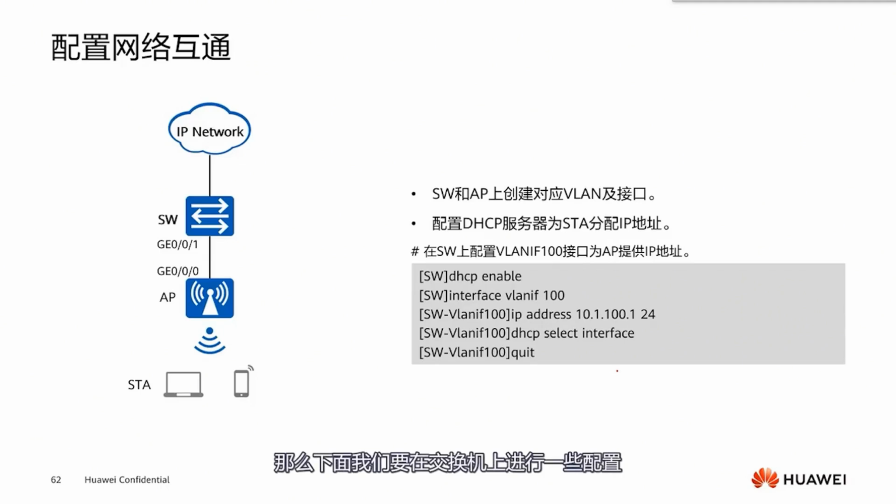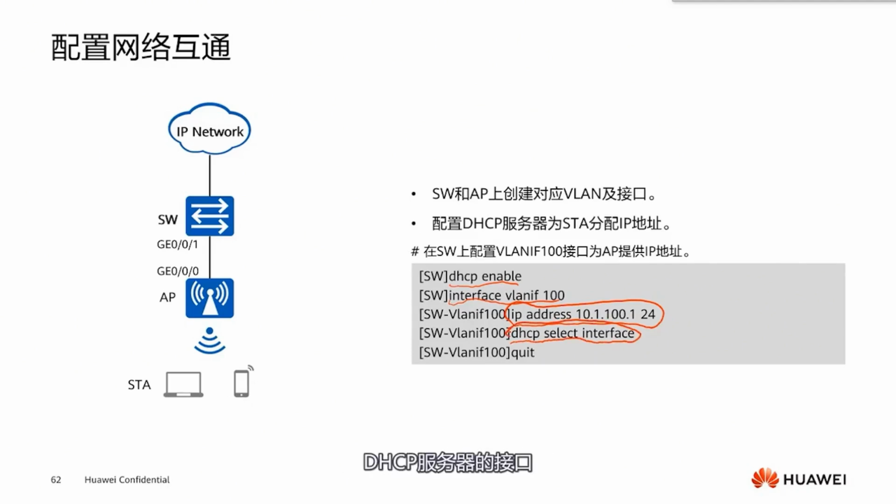First, on the switch, we start the DHCP service, as our switch acts as a DHCP server. Then we create a virtual interface, VLAN 100. On this virtual interface, we input the first address of the second segment of DHCP as the gateway address. This command sets up this VLAN interface as our choice for the DHCP server interface. Then we exit. Thus, our DHCP setup is completed.